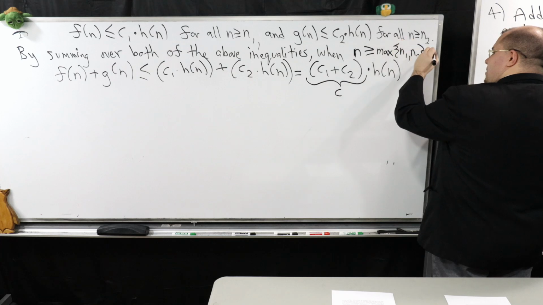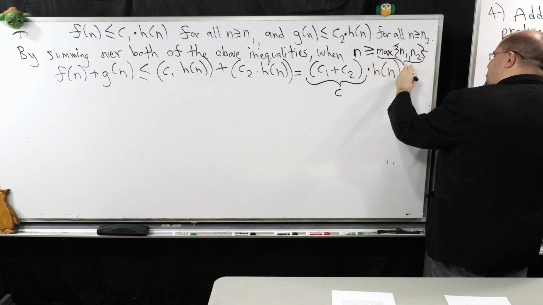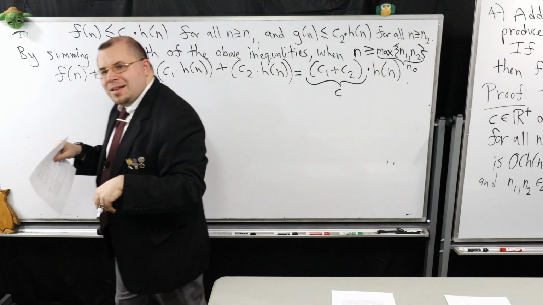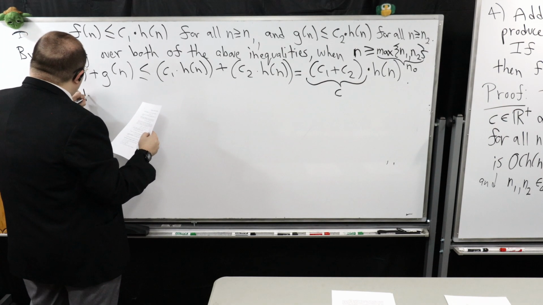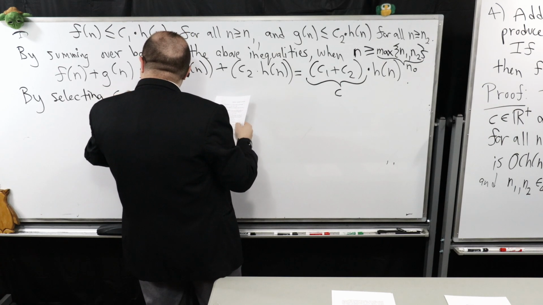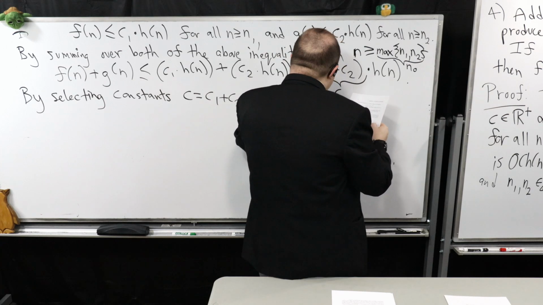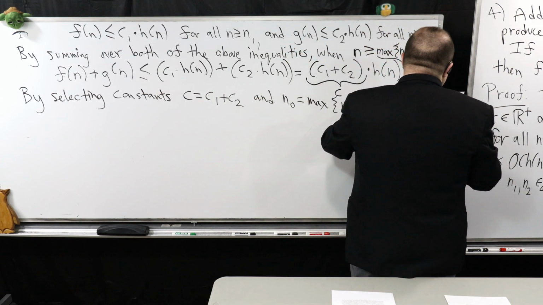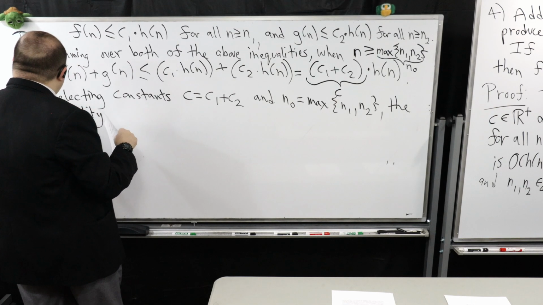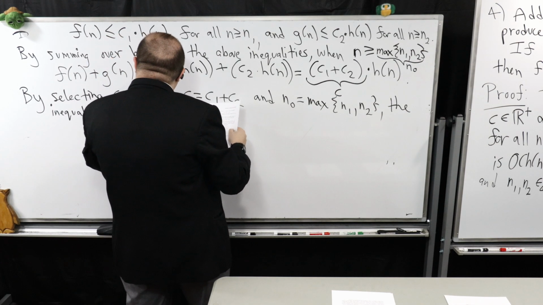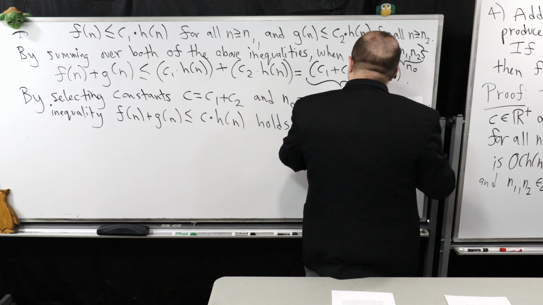And then I said that all of this works when I take the larger of n1 and n2. And as pointed out in the chat, maybe I should make n0 be the larger of these two, right? I think that works, right? So let's do that. By selecting constants, c is equal to c1 plus c2, and n0 is going to be the max of n1 and n2, the inequality f of n plus g of n is less than or equal to c times h of n holds for all n greater or equal to n0, right?